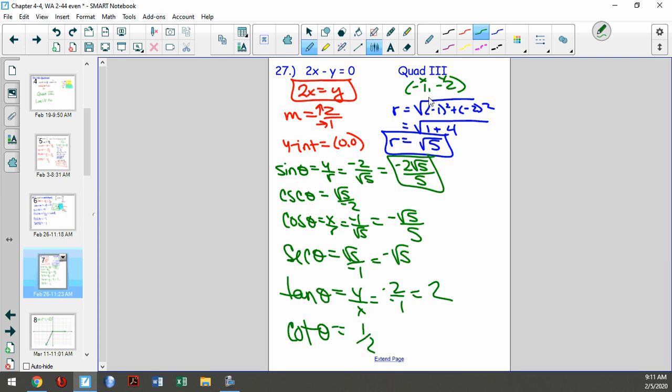Now, here's a check and balance system. Are my sine and cosine negative values? Yes. Are my secant and cosecant negative values? Yes. Are my tangent and cotangent now positive because a double negative creates a positive? Yes. Do we understand how to do 25 through 28? Any questions?